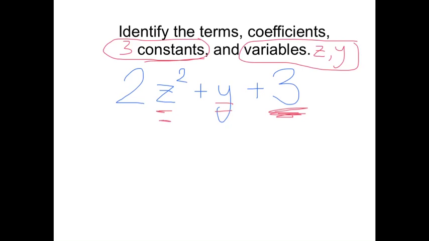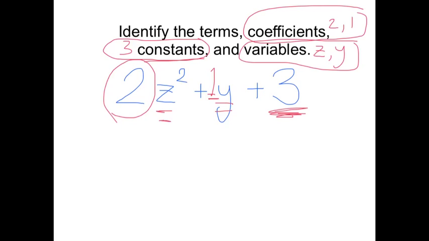The coefficient of a variable is the number in front of a variable. So we only have one of them, which is obvious. That's a 2. And actually, we have one right here. It's invisible. It's 1y. So the coefficient for the y is 1.